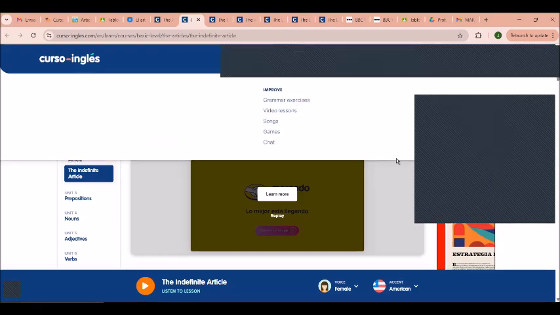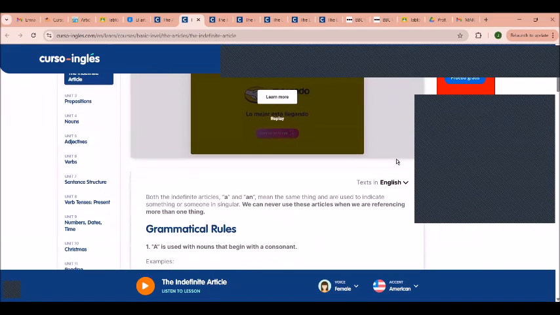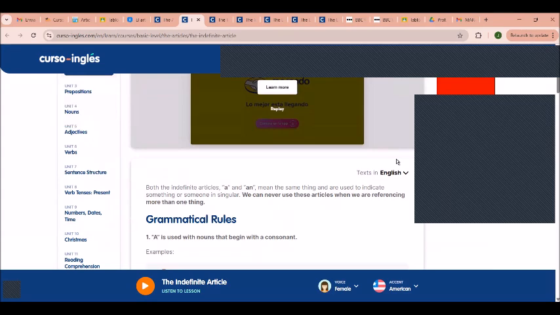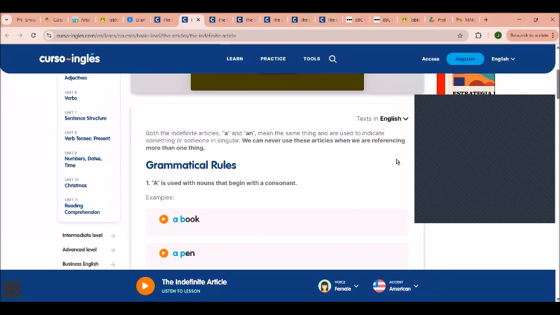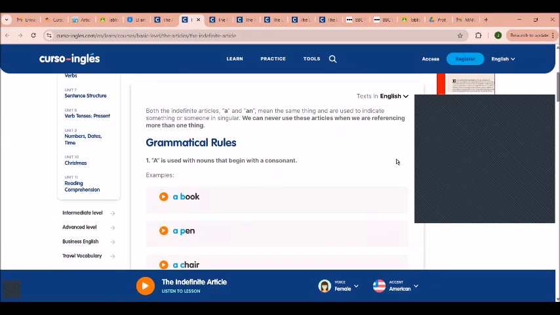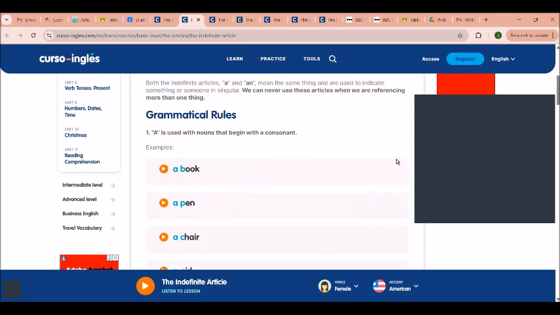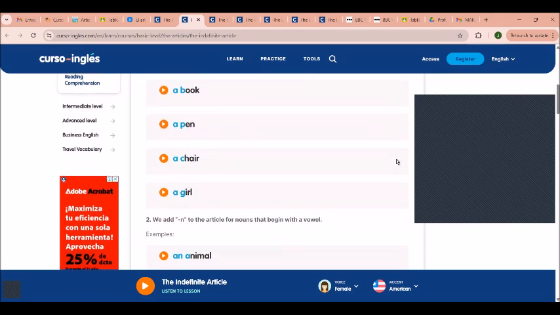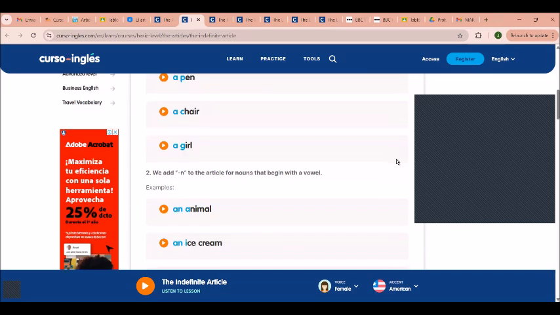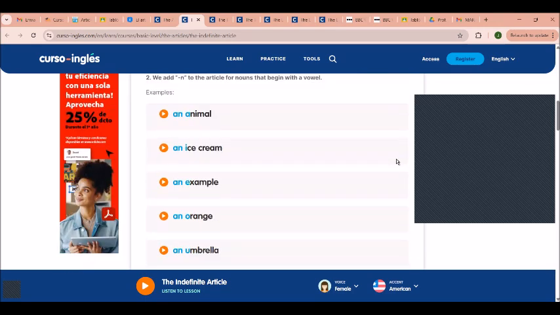Right? Let me go and start with Angie. Angie, notice, be very careful when choosing your indefinite articles based on the sounds. In the English language, we have 26 letters, 21 are consonants, 5 are vowels. So if it starts with a consonant sound, a book, a pen, a chair, a girl. If it starts with a vowel sound, A, E, I, O, U, go with an animal, an ice cream, an example, an orange, an umbrella.